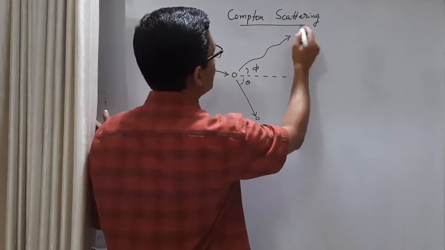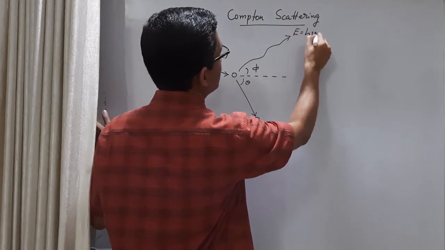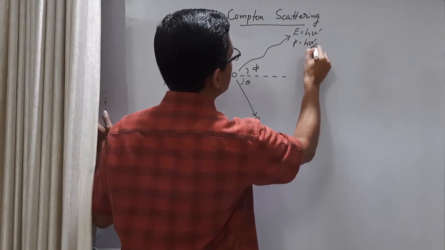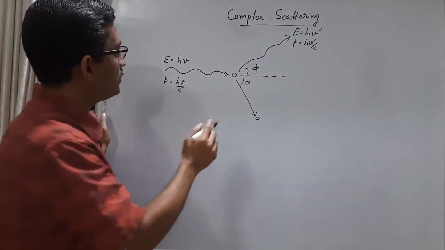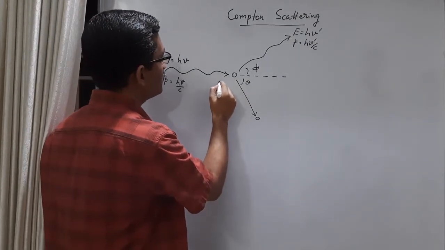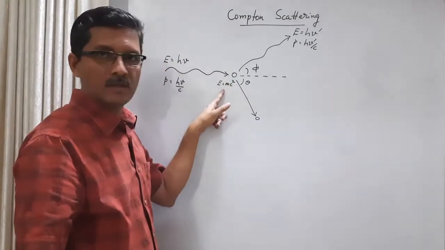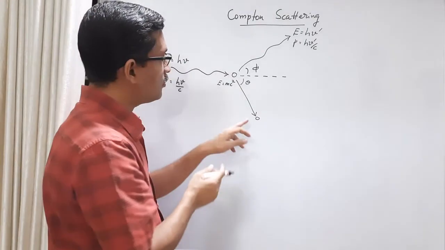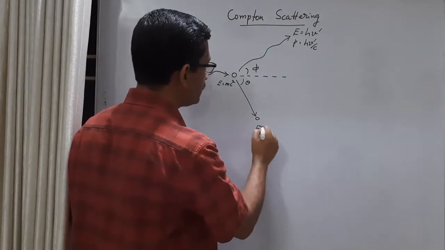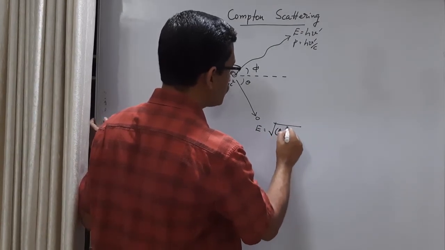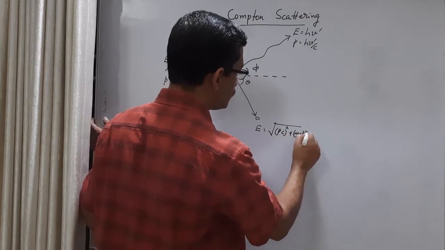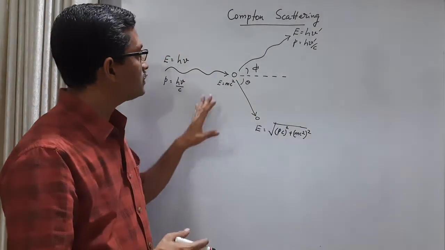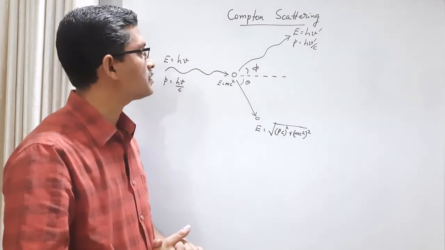And the scattered photon has a lower frequency, hence its energy is, let us say, h nu prime, where nu prime is less than nu. So what is the momentum of the scattered photon? Energy by c, or h nu prime by c. And this electron is at rest, so its only energy is the rest energy, mc square. Here m is the rest mass of the electron. The scattered electron has a momentum, let us say p. Therefore, its energy is the square root of (pc) whole square plus (mc square) the whole square, the relativistic expression for the total energy of a material particle. So, this is the picture of Compton scattering.